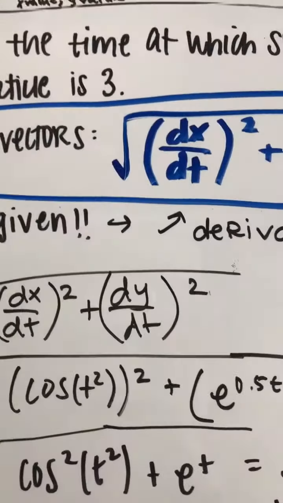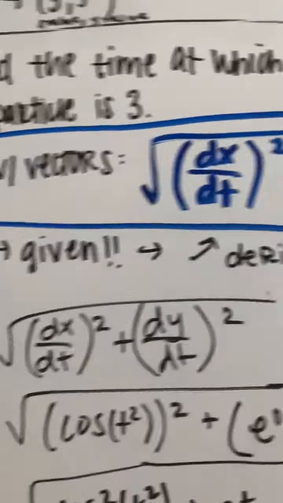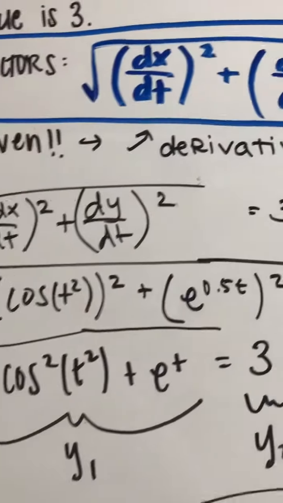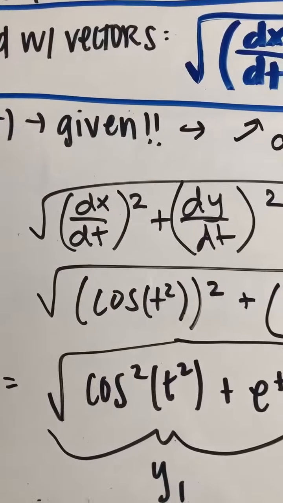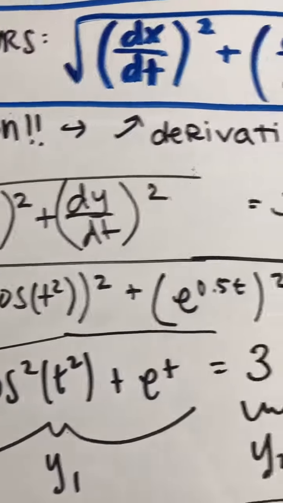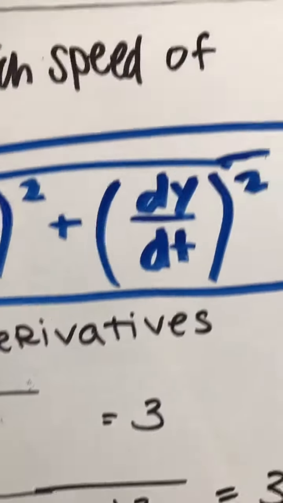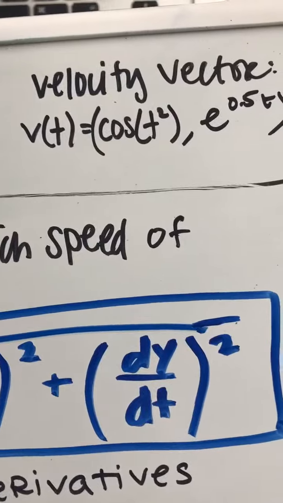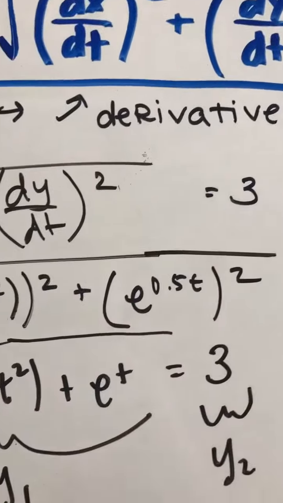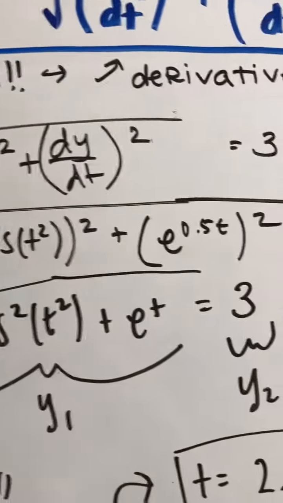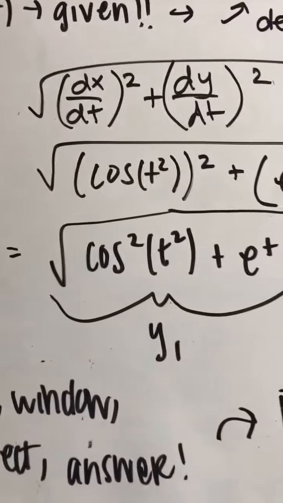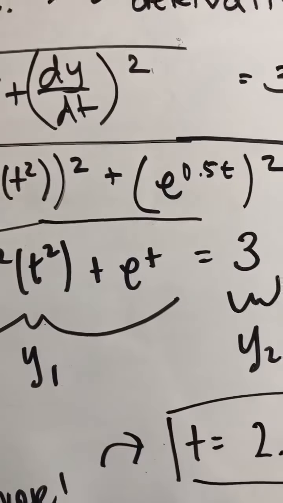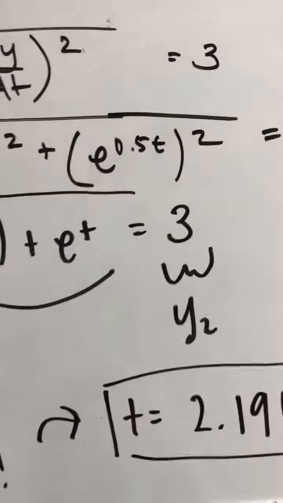We already are given that the speed of the particle is 3, so we can set this equation equal to 3. So we have the square root of (dx/dt)^2 plus (dy/dt)^2 is equal to 3. Then we plug in the dx/dt and the dy/dt from the velocity vector that was given in the original problem. Once we plug that in and square them, we can simplify down a little more to the square root of cosine squared t squared plus e to the t is equal to 3.